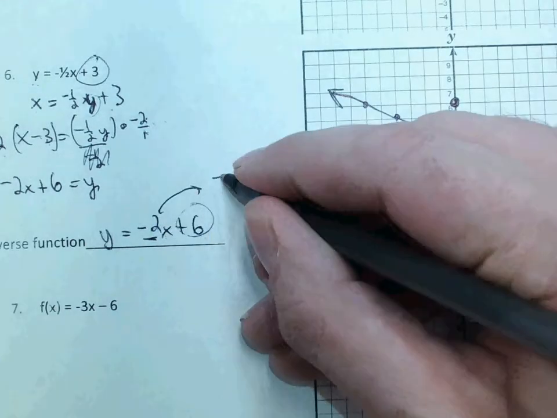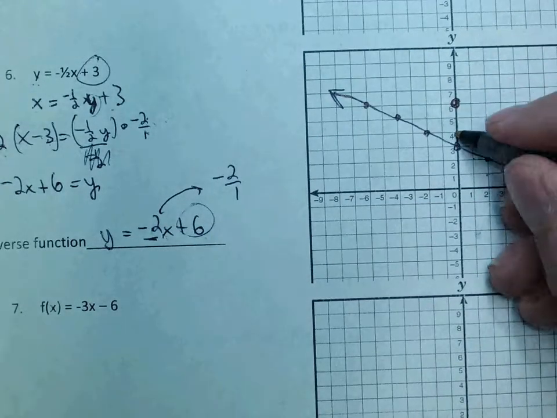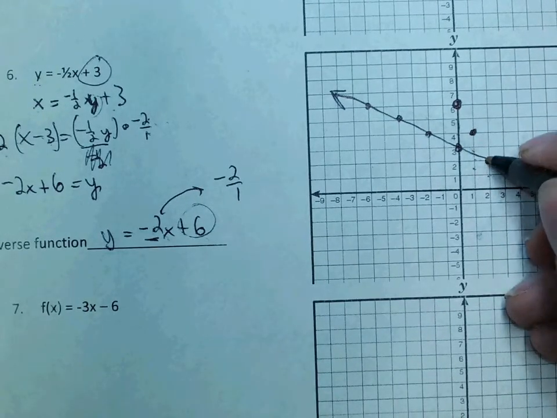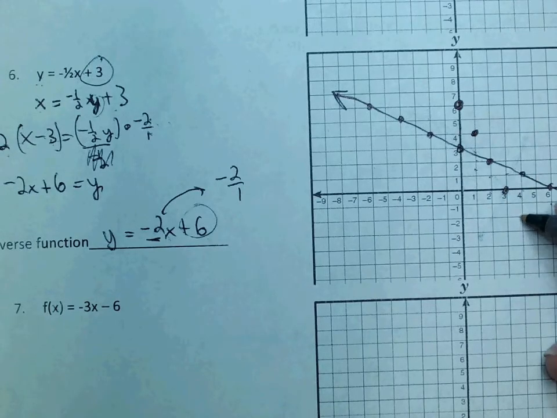Negative 2, that's the same as negative 2 over 1. It means it's going down by 2 for every 1 you go over.